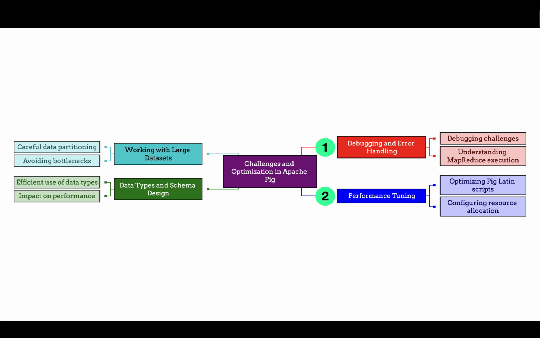2. Performance tuning. Like MapReduce, Pig jobs can be tuned for better performance. This includes optimizing Pig Latin scripts and configuring resource allocation in the Hadoop cluster. 3. Data types and schema design. Understanding and effectively using Pig's rich set of data types is crucial for efficient script development. Proper schema design can significantly impact performance.